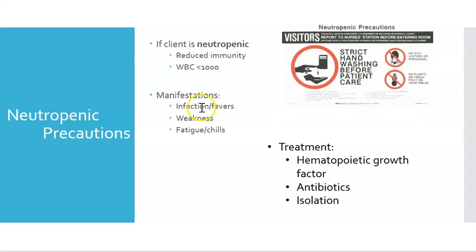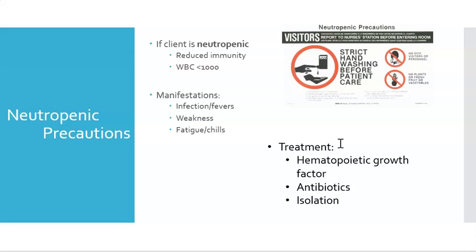Neutropenic precautions, just a little bit more in detail. So we've got a low white count. They usually will do an absolute neutrophil count on these to further investigate that, but usually this is from aplastic anemia or chemotherapy-induced neutropenia. Manifestations, they could have fevers again, weakness, chills.